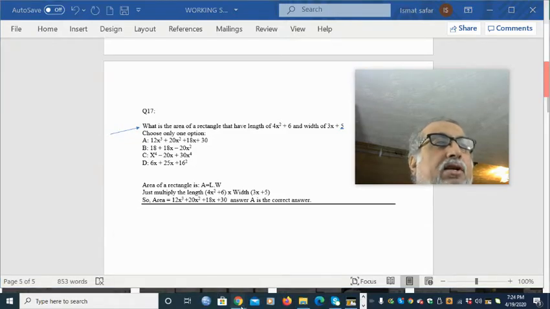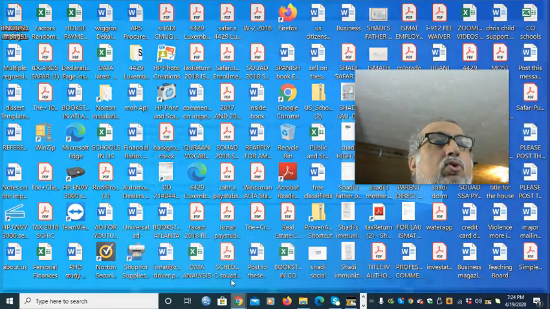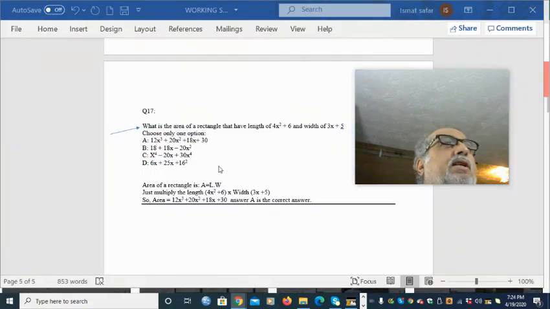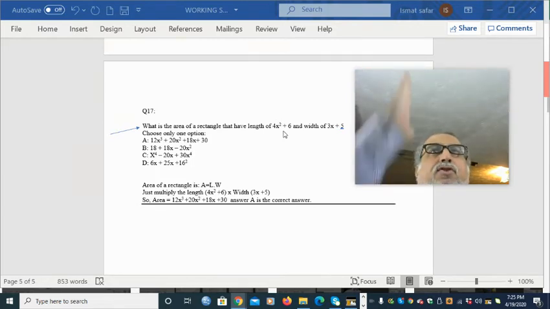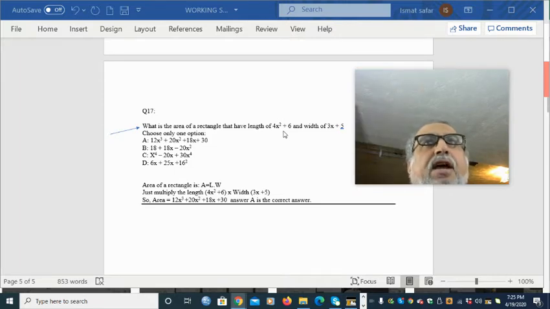What is the question here? What is the area of a rectangle that has a length of 4x squared plus 6 and a width of 3x plus 5? What is the area of this rectangle? We have a rectangle with length 4x squared plus 6, and width 3x plus 5.